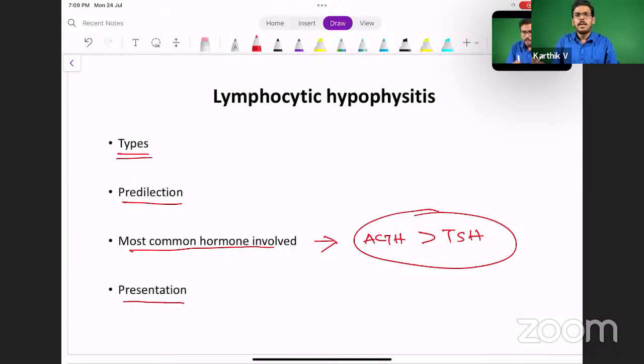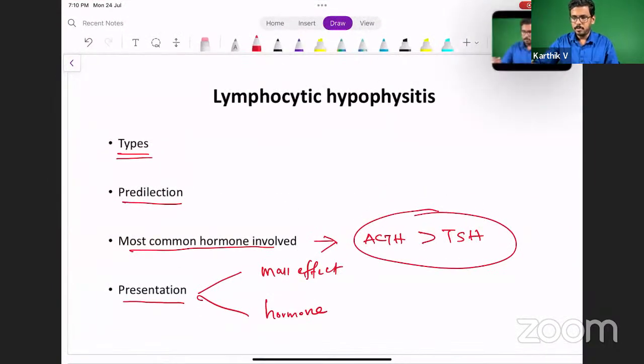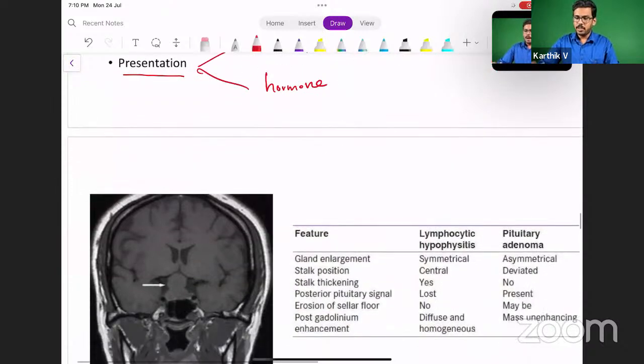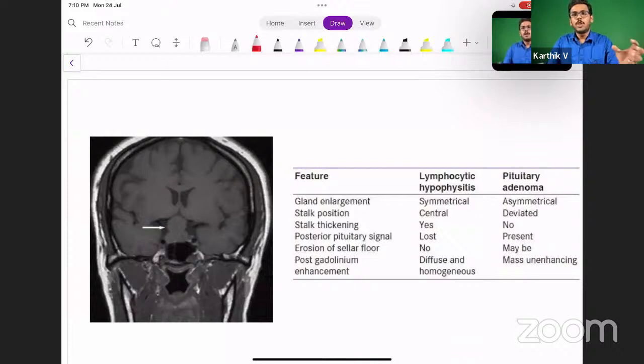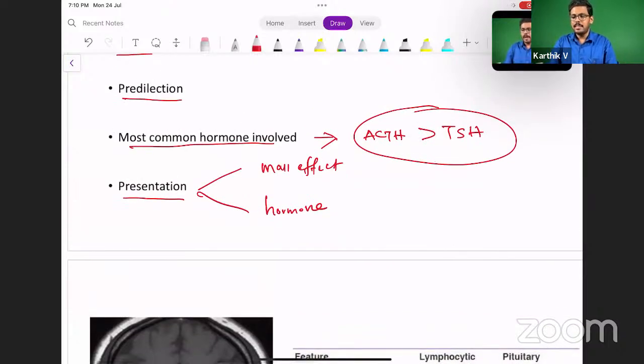And regarding presentation, the presentation of hypophysitis could be due to 2 points, either due to mass effect or it could be due to hormone deficiency. The mass effect can be in the form of headache and visual disturbances, and the hormonal deficiency in the form of ACTH, TSH, and rarely gonadotropin deficiency as well.